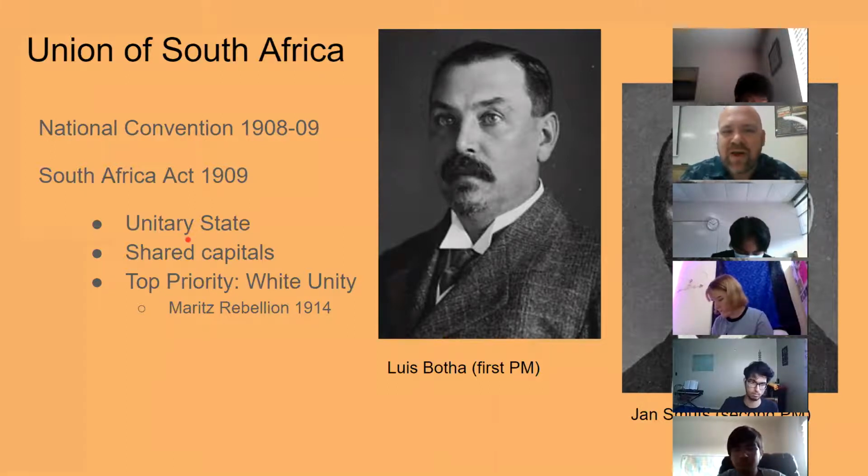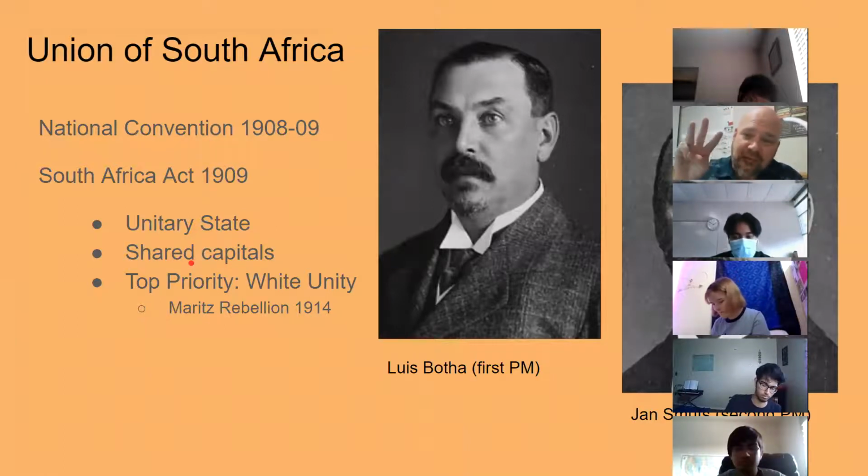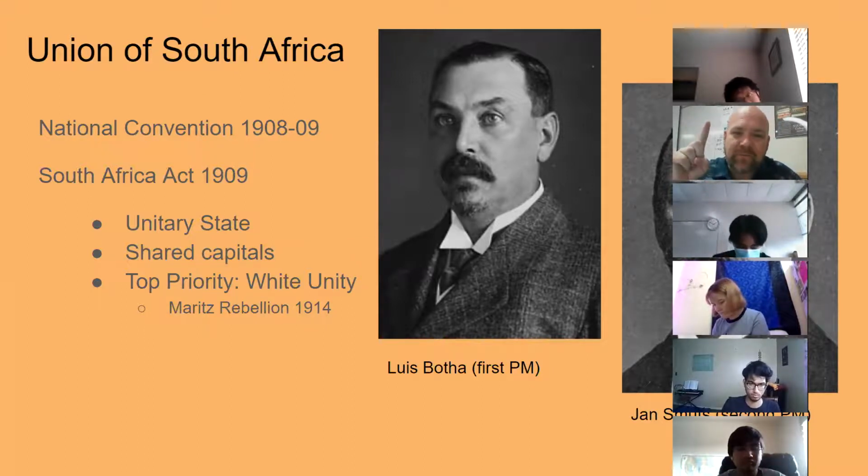They can't even agree on where to put the capital. They can't agree on where to put the capital, and so they share capitals. South Africa actually has three capitals. The executive branch goes into Pretoria. The legislative branch goes into Johannesburg. And the judiciary goes into Bloemfontein.